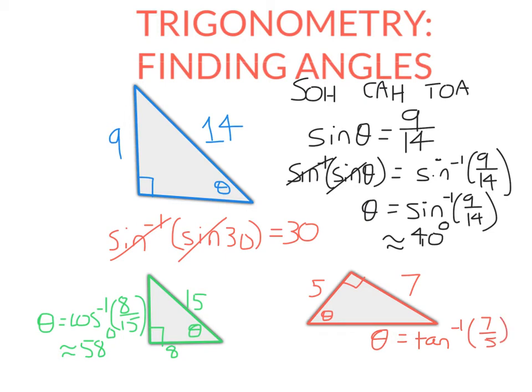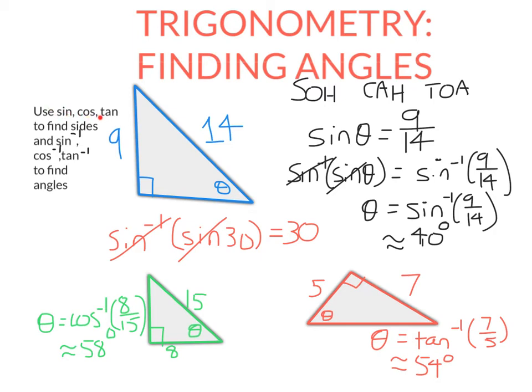So because opposite is listed first here, it goes on top. And so putting that on our calculator, we get about 54.46 degrees. So to the nearest degree, that's 54 degrees. So make sure you remember this.